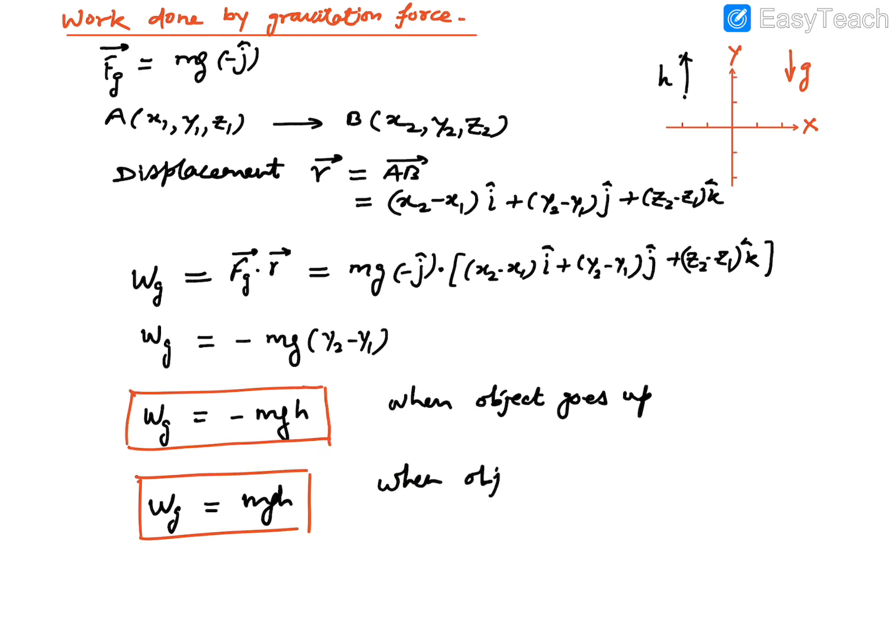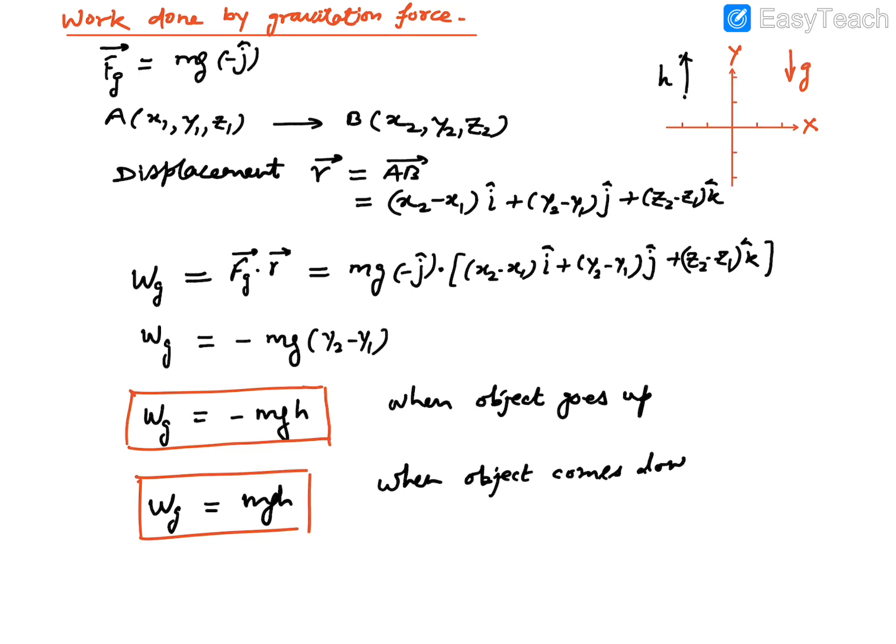When the object comes down, if there's a displacement in the downward direction, the work done by gravity is going to be positive. This is because if the displacement is downside, gravity is also downside, so the dot product will become positive, hence work done is going to be positive. However, if the displacement is upside but gravity remains downside, then the work done is going to be negative. That's why this came negative for the first case, right?